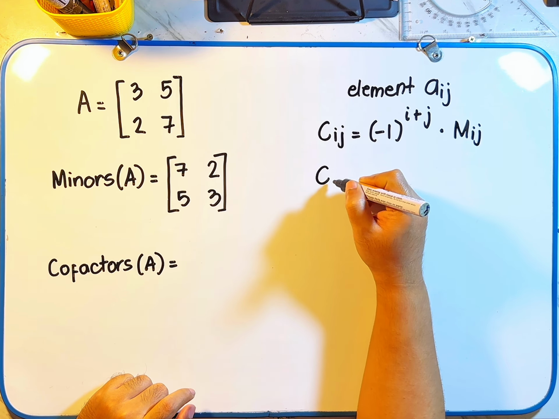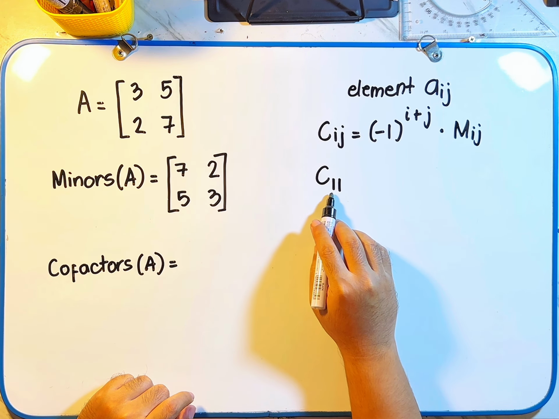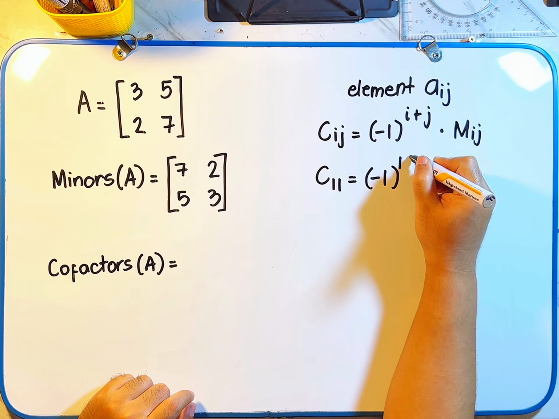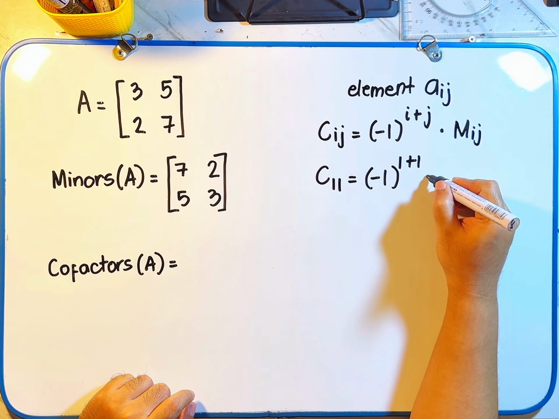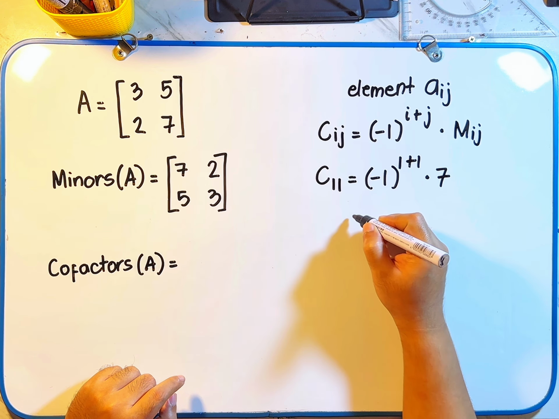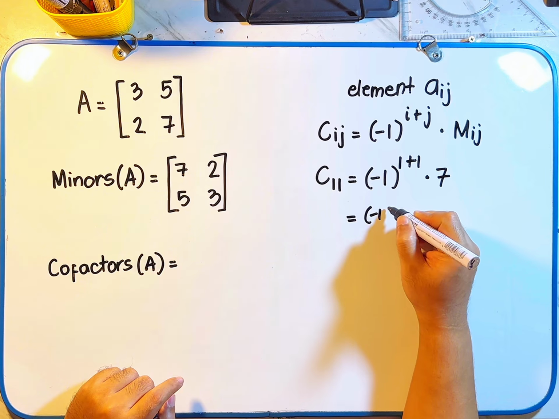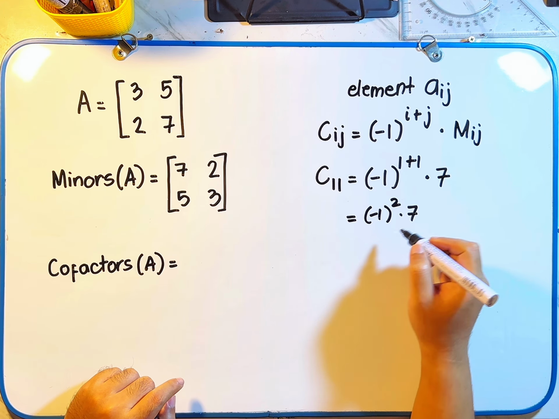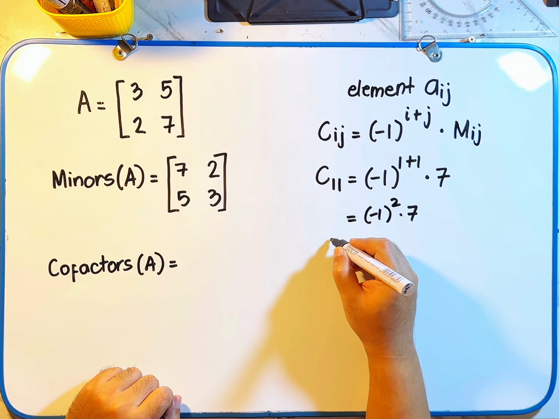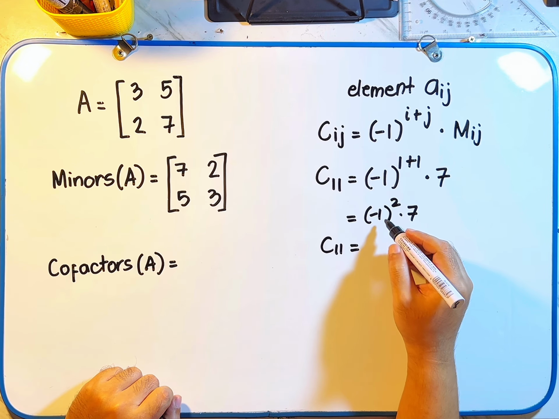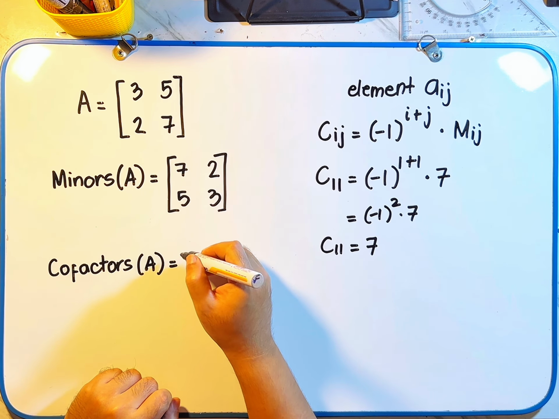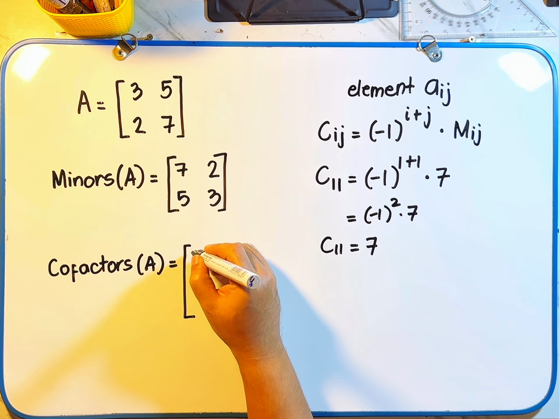For example, this term right here is the element in the first row, first column. So the cofactor in the first row, first column means i is equal to 1, j is equal to 1. This is equal to -1 raised to 1 plus 1, times the minor, that is 7. And 1 plus 1 is equal to 2, so -1 squared times 7. And -1 squared is +1. If you raise it to an even number, it should be positive. So C11 is equal to +1 times 7, which is 7. Therefore, we have 7 right here.